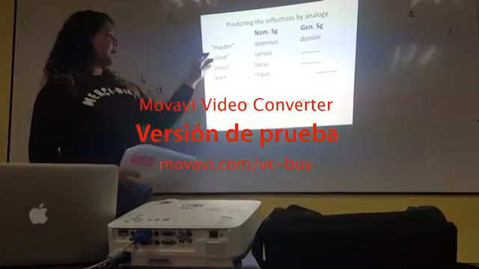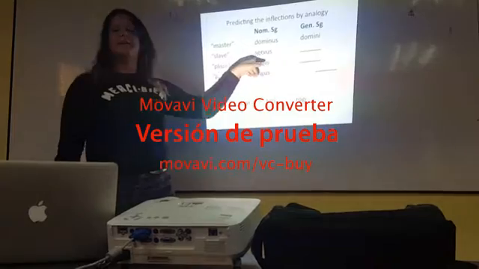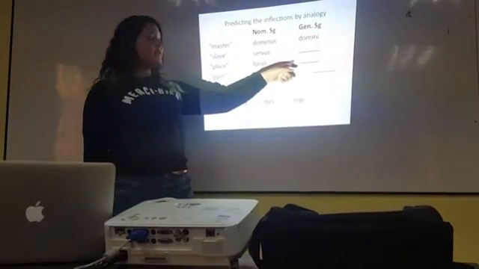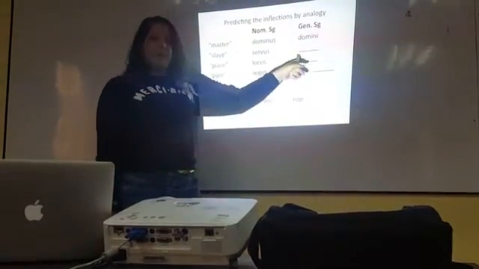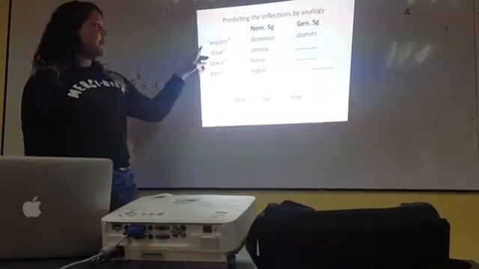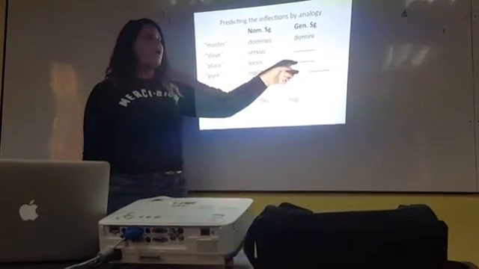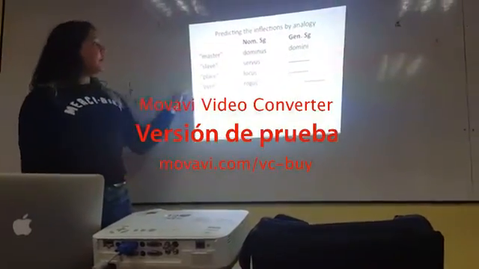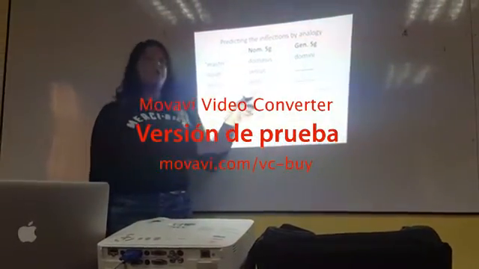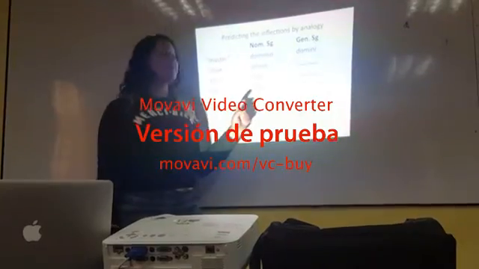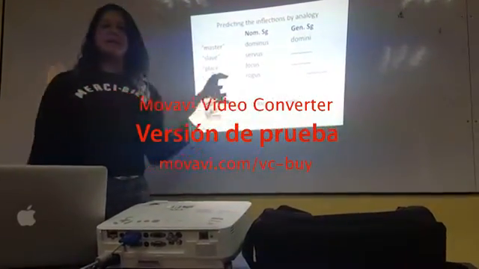As an example, here we have the word slave, whose nominative singular is servus and its genitive singular is going to be servi. The word place, its nominative singular is locus, and its genitive singular is loci. And the word fire, the nominative singular is rogus, and its genitive singular is going to be rogi, because of the pattern.